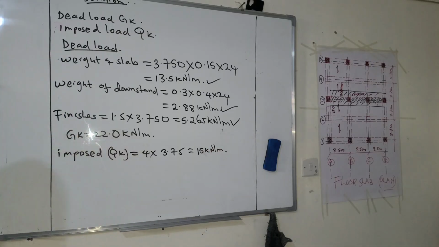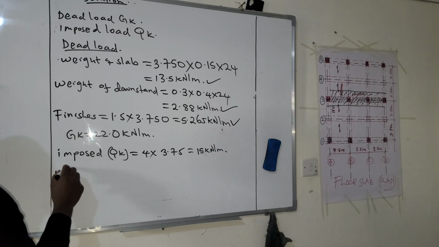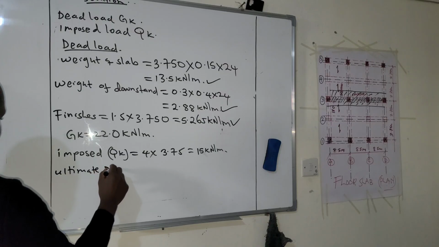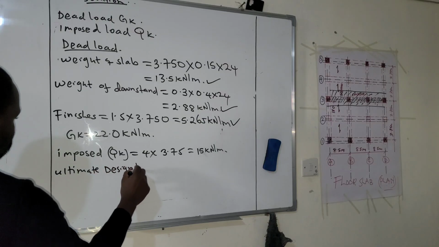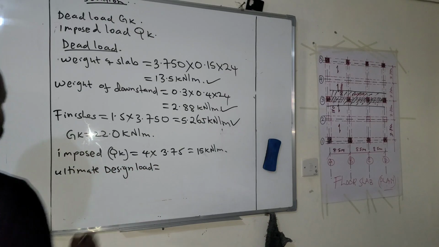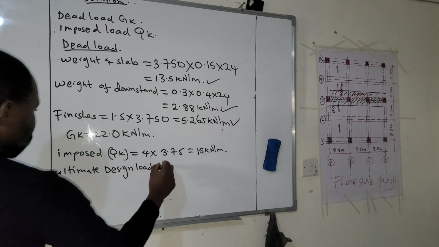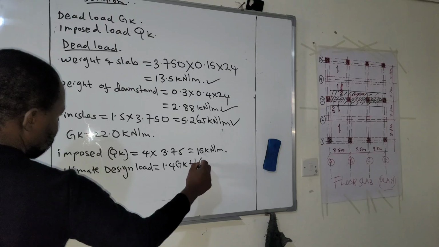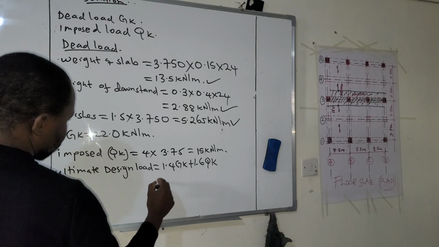15 kilonewton per meter. So that is the imposed load. So what follows next is the ultimate design load. So the ultimate design load is equal to 1.4 GK plus 1.6 QK.